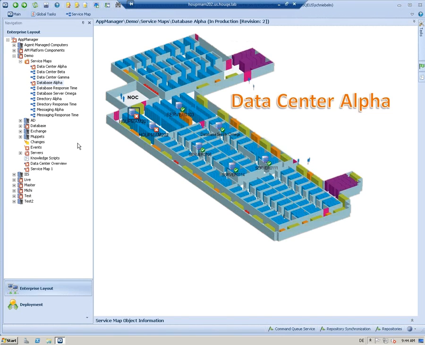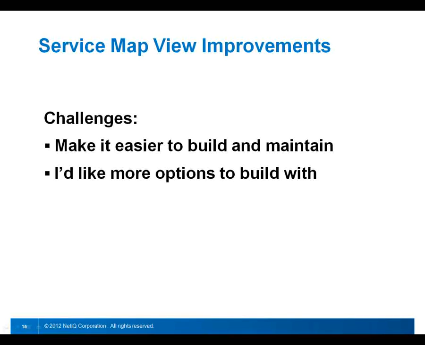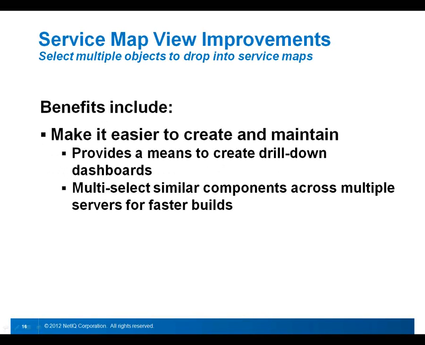So okay. There's no change in that feature. That's the same as you have in AM7. And can you add or represent objects that are monitored by NetIQ in the service map? I think we addressed that. Yeah. Okay. All right. Let's move on to our next feature.